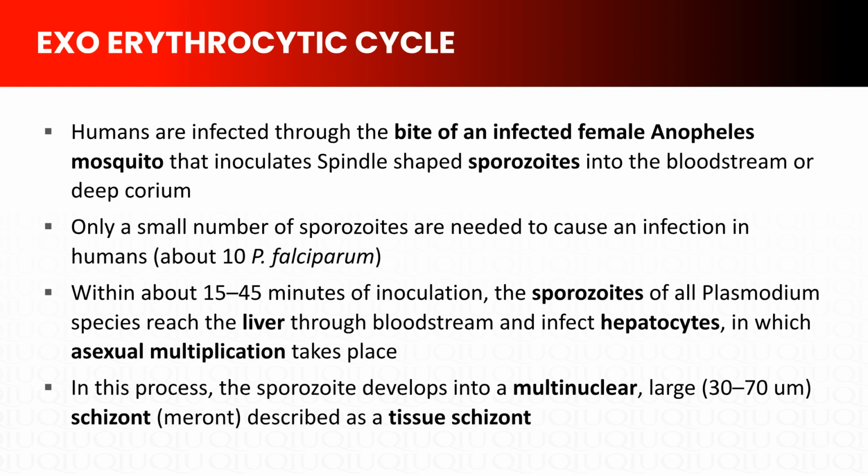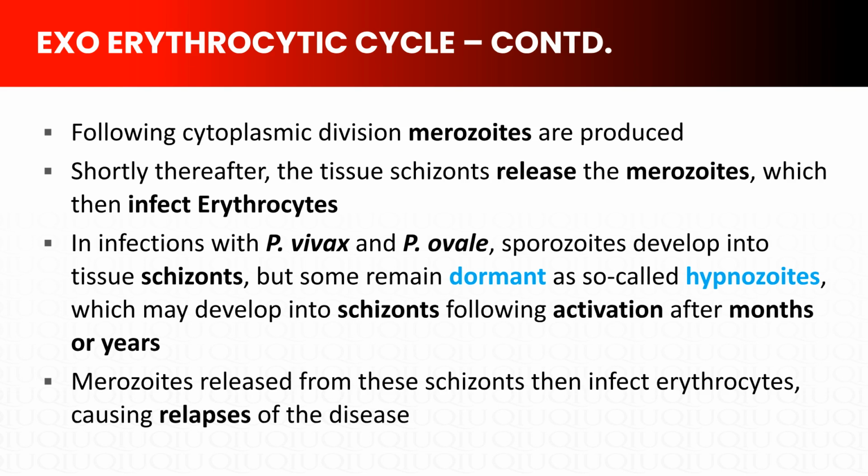The sporozoite develops into a large, multinuclear structure called a tissue schizont, or meront. This liver stage is clinically silent. Patients have no symptoms during this phase. Following nuclear division, the tissue schizont undergoes cytoplasmic division to produce thousands of merozoites. Shortly thereafter, the infected hepatocyte ruptures, releasing these merozoites into the bloodstream where they infect erythrocytes, beginning the symptomatic phase of infection.